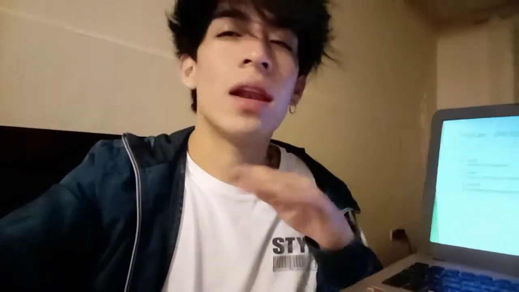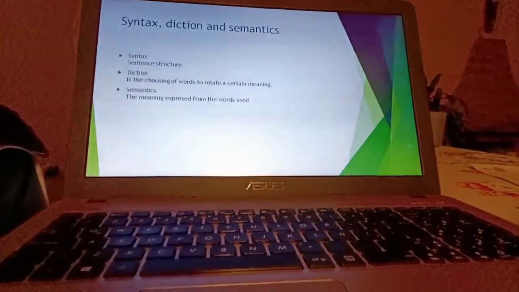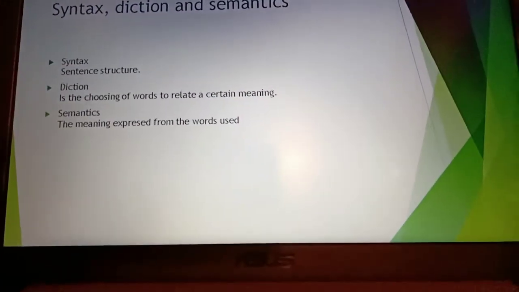Obviously, we have to organize the words in the right way, but it is also important to select the correct words in order to communicate our ideas. And semantics goes hand in hand with diction. Semantics is the meaning expressed from the words used. There are other aspects to consider when we are talking or writing, but the most important aspects to consider are, in general, those two topics.